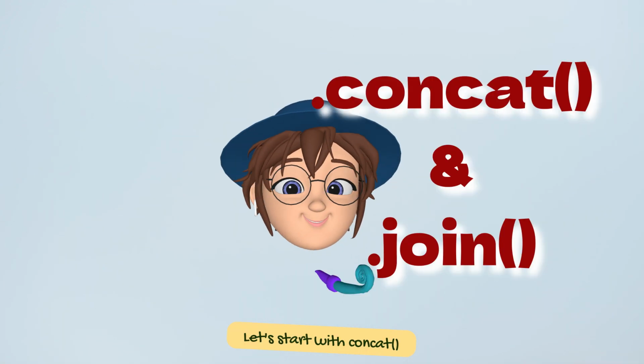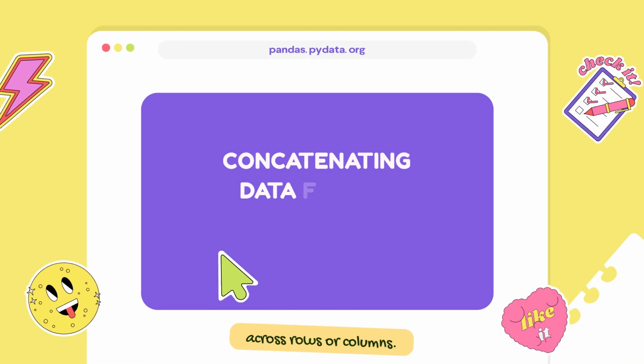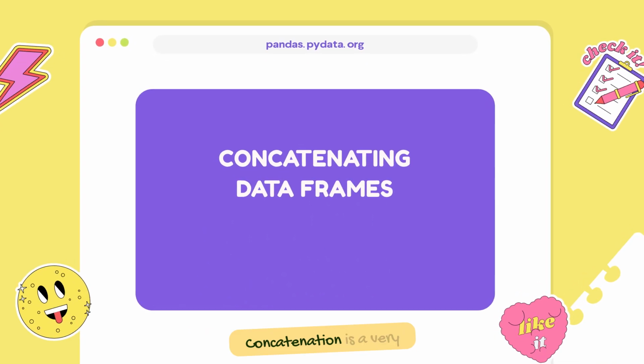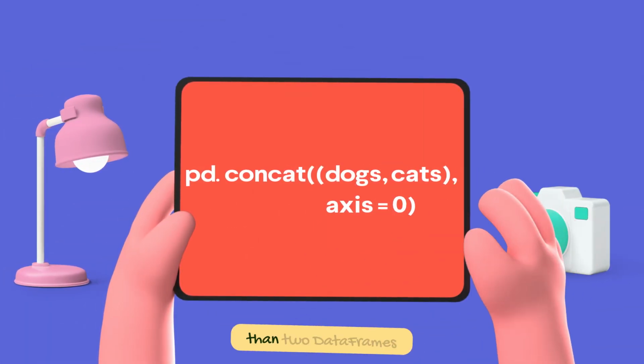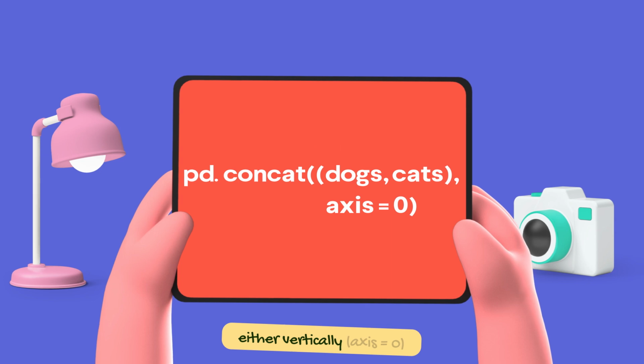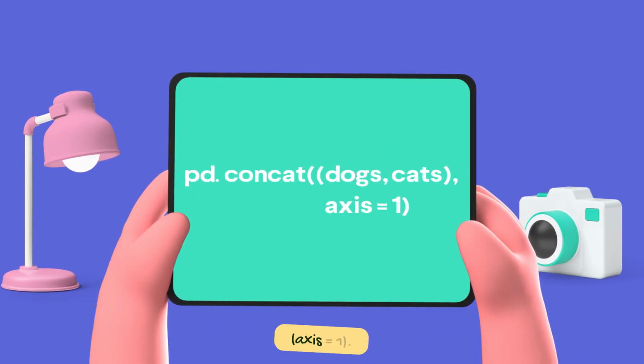Let's start with concat and join methods. Concatenation refers to how we combine data frames across rows or columns. Concatenation is a very efficient way of handling large data sets. We can concatenate more than 2 data frames, either vertically, axis equals 0, or horizontally, axis equals 1.